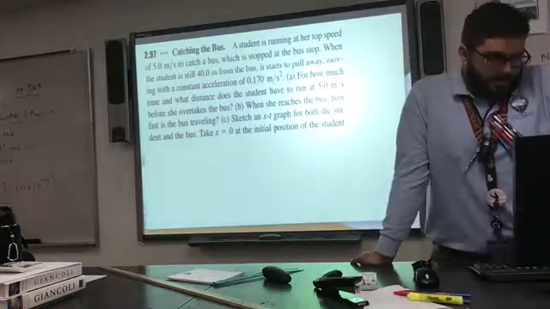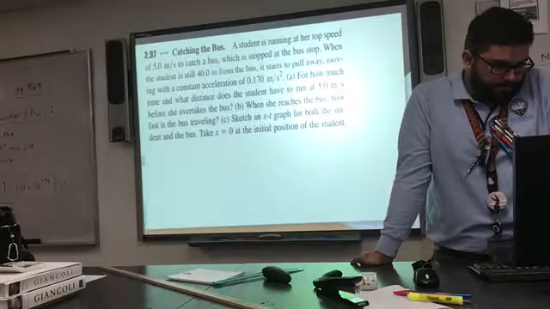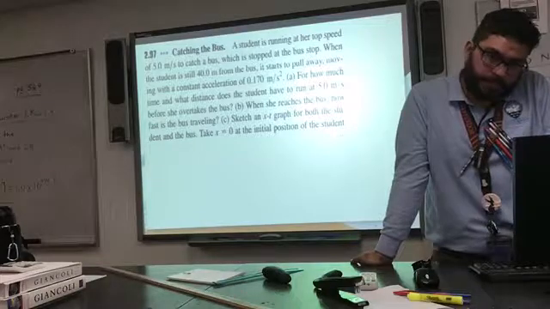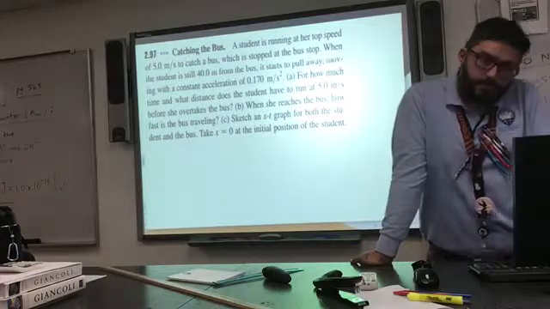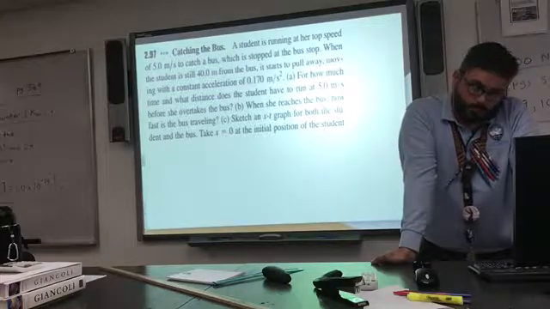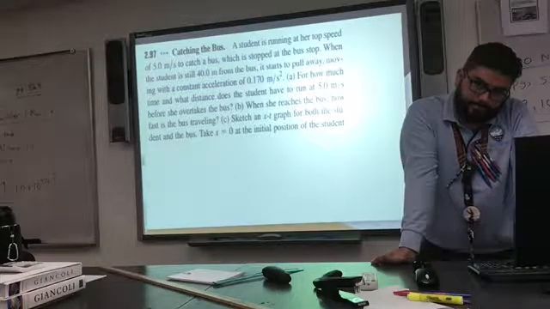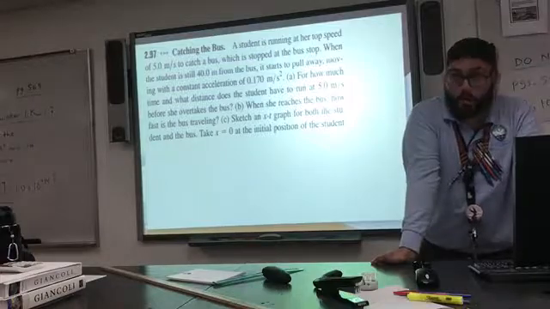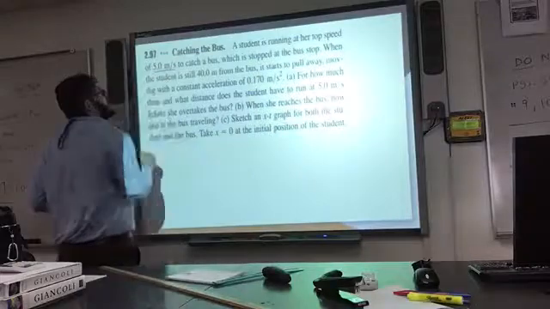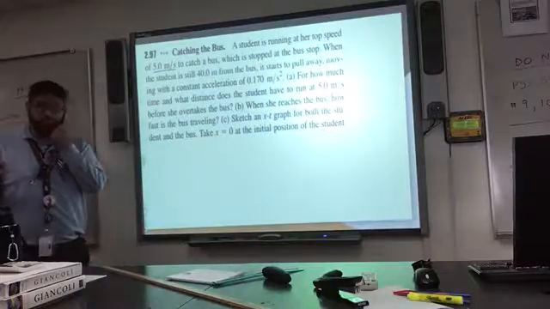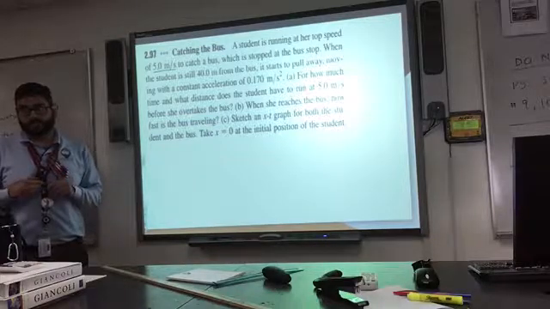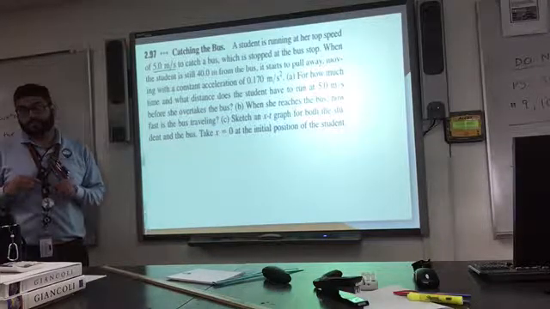Wait, what time and what distance? Yes. Wait, I don't understand something. It says a student running at her top speed to catch the bus. So when the student is still 40 meters away, she's still at 5 meters per second? Yes, the whole time the student's running at that speed. The bus is stopped and then it starts moving. So at the instant the bus is stopped, but the bus starts moving instantly.